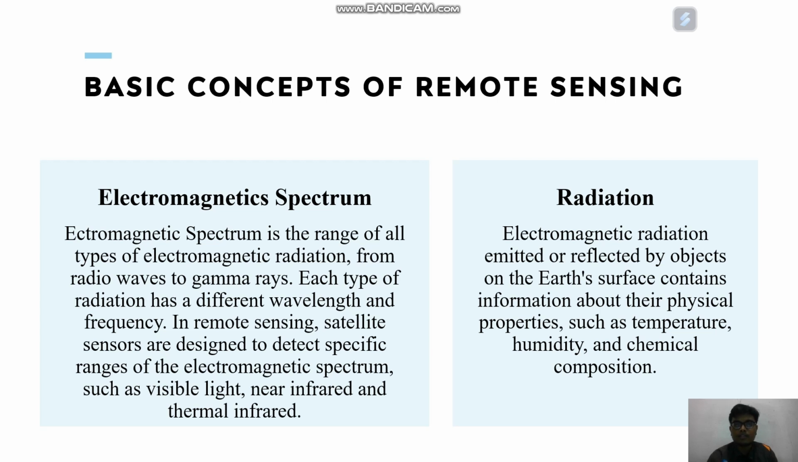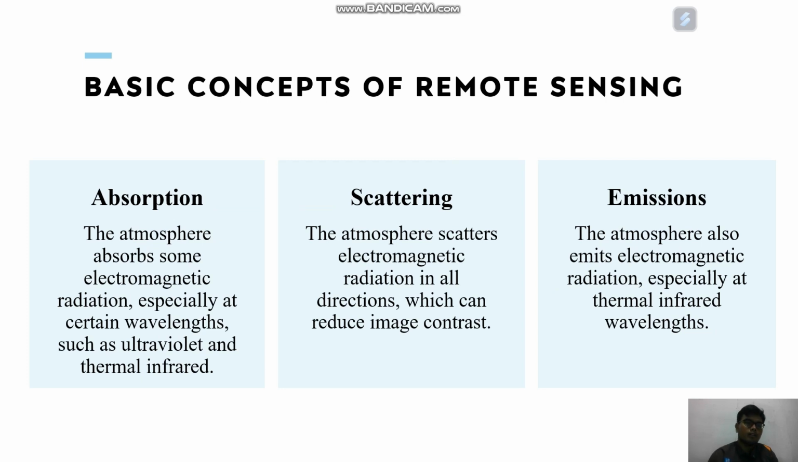The second basic concept is radiation. Electromagnetic radiation emitted or reflected by objects on the Earth's surface contains information about their physical properties, such as temperature, humidity, and chemical composition. The third basic concept is absorption.